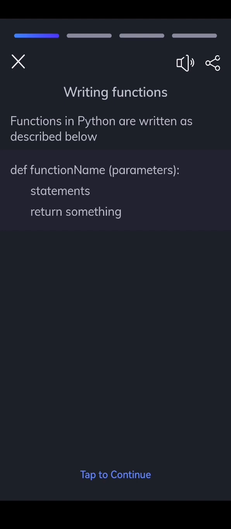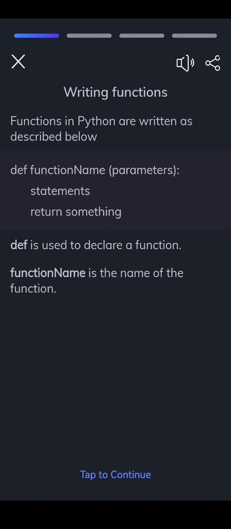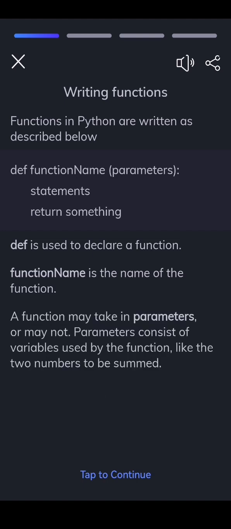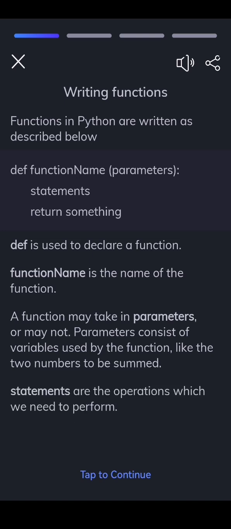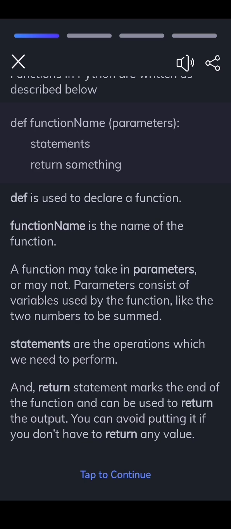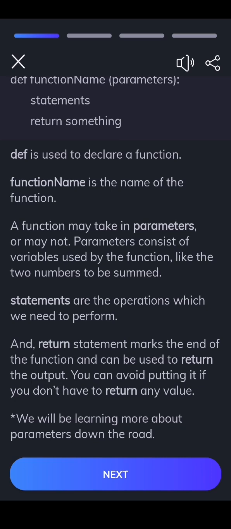Functions in Python are written as described below. Def is used to declare a function. Function name is the name of the function. A function may take in parameters, or may not. Parameters consist of variables used by the function, like the two numbers to be summed. Statements are the operations which we need to perform. And, return statement marks the end of the function and can be used to return the output. You can avoid putting it if you don't have to return any value. We will be learning more about parameters down the road.